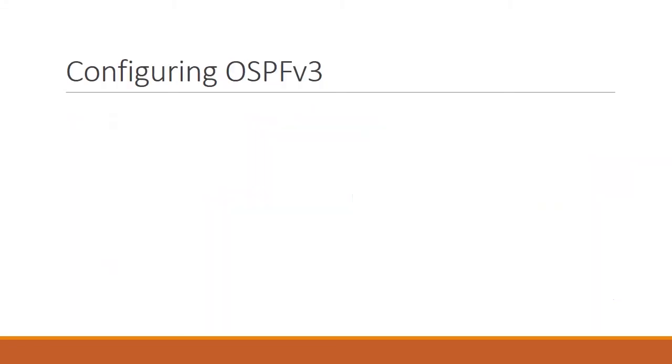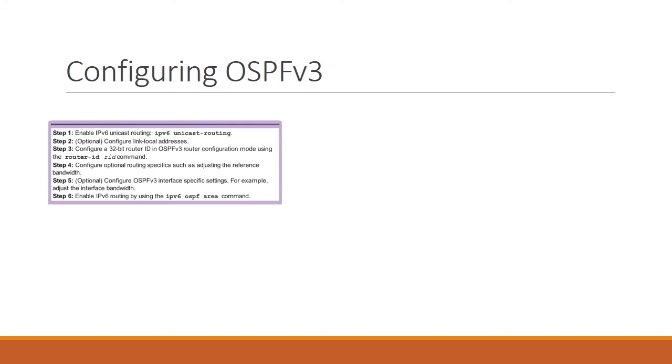Configuring OSPFv3. There are a few steps to configure OSPFv3. As you see in the image, we have to enable IPv6 unicast routing. We can configure a link local address. We must configure a 32-bit router ID. You have to configure some other options for the router. Also, we can configure OSPFv3 interface specific, and we have to enable IPv6 routing.